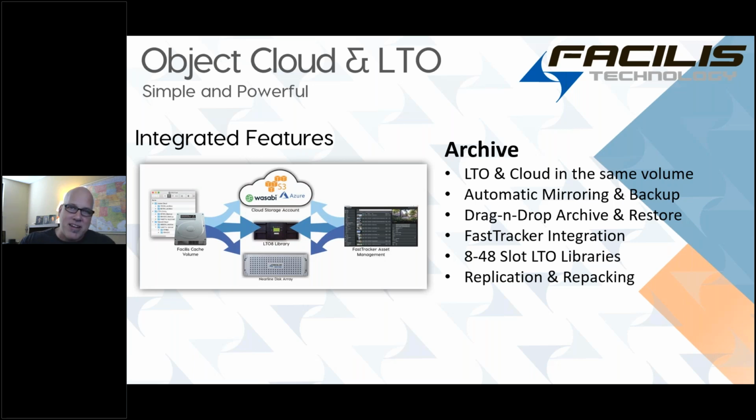folder called LTO backup is going to go to the backup set, and a folder called LTO archive will go to the archive set. And repacking, of course, from older LTO versions onto new LTO versions. If you have an older LTO software that uses LTFS, it's very easy for us to take all that information into our database, and now it's in Object Cloud or Object LTO, and it's in FastTracker as well. So things we can do there.